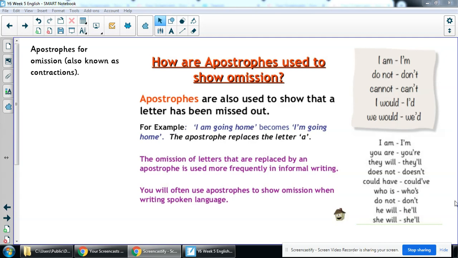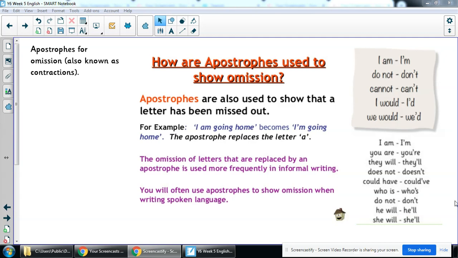Now, how are apostrophes used to show omission? Apostrophes are also used to show that a letter has been missed out. For example, I am going home becomes I'm going home. The apostrophe replaces the letter A. The omission of letters that are replaced by an apostrophe is used more frequently in informal writing. You will often use apostrophes to show omission where spoken language is written.